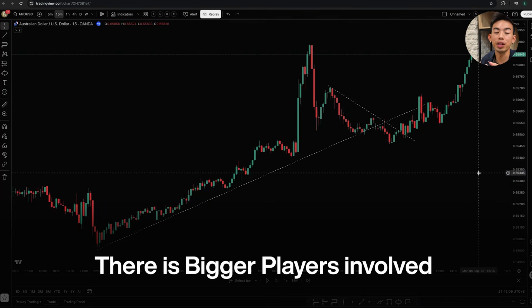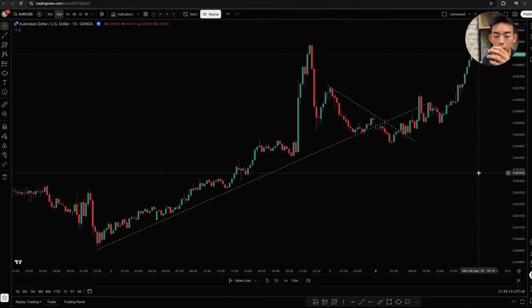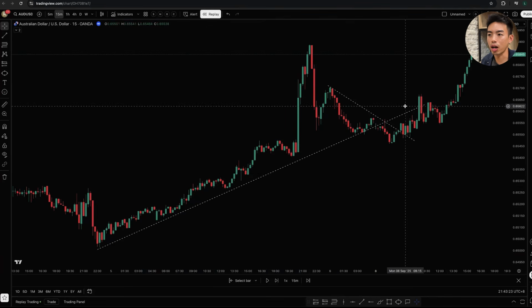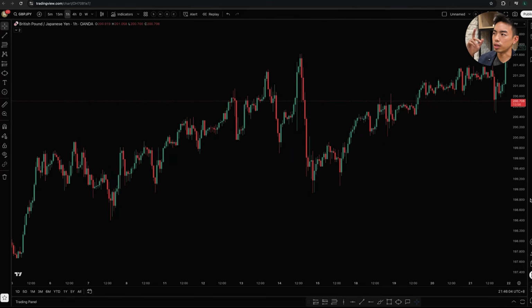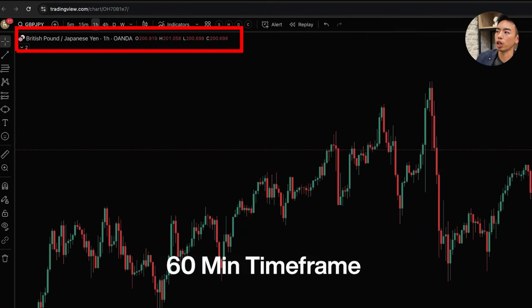There are bigger players involved, manipulating the market, trying to push price down, getting people to sell, and then trapping traders on the wrong side. So if you really only want to trade a trend breakout and retest trade, make sure that you're not going against a huge trend.